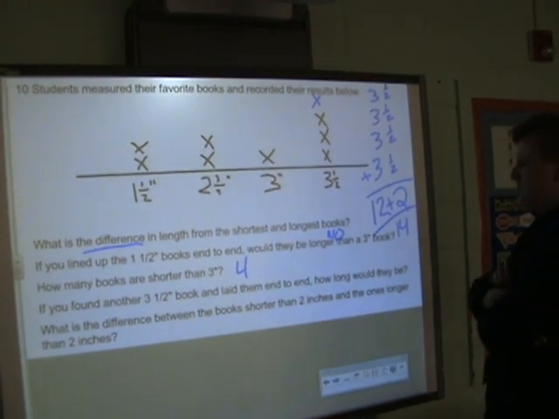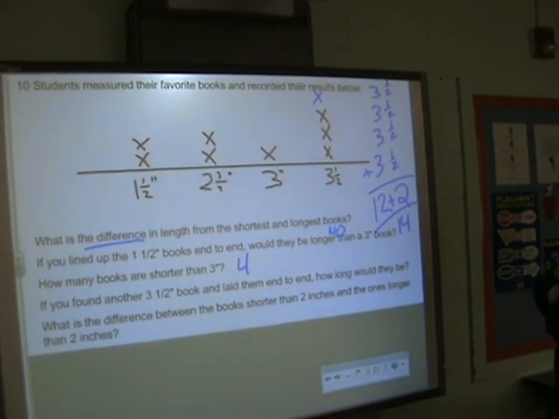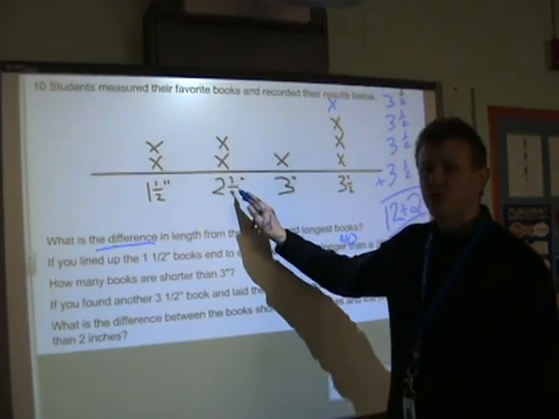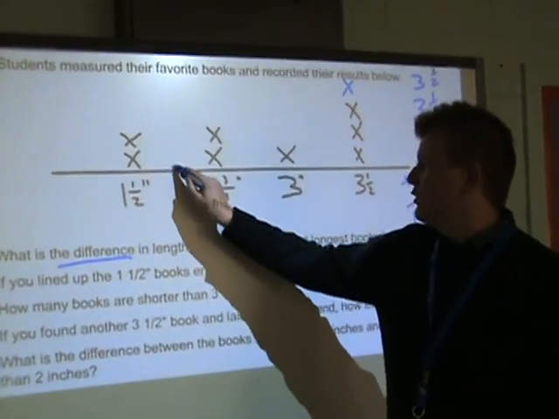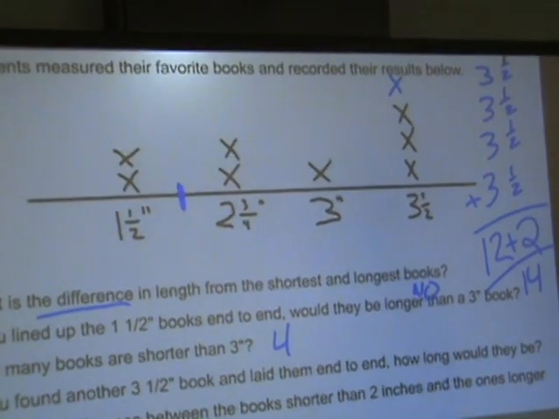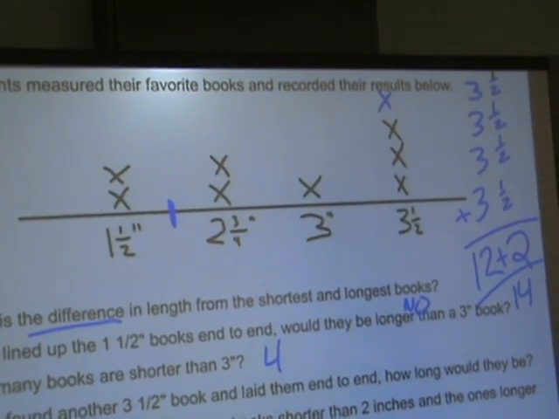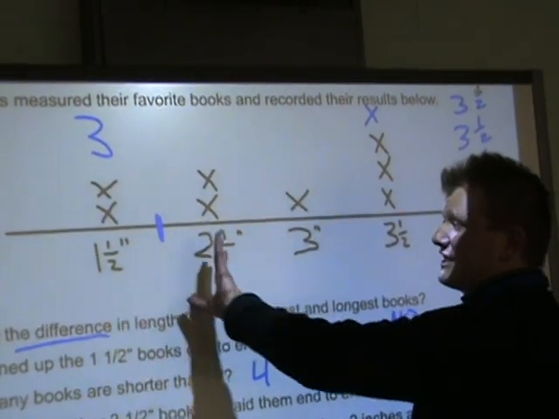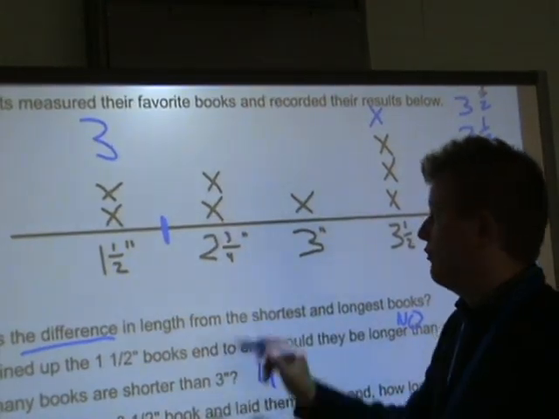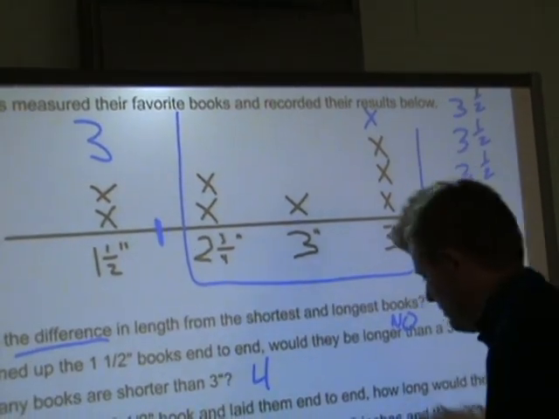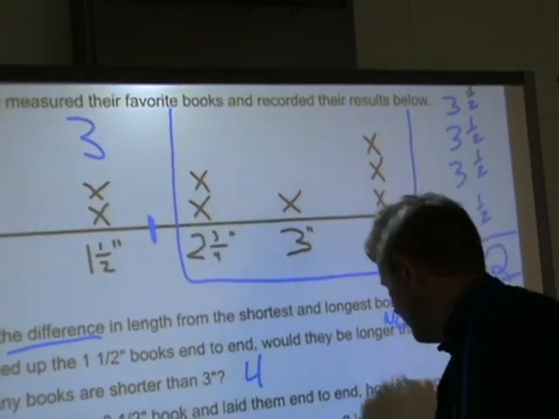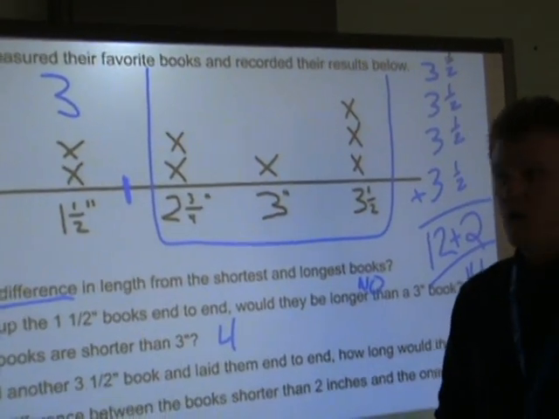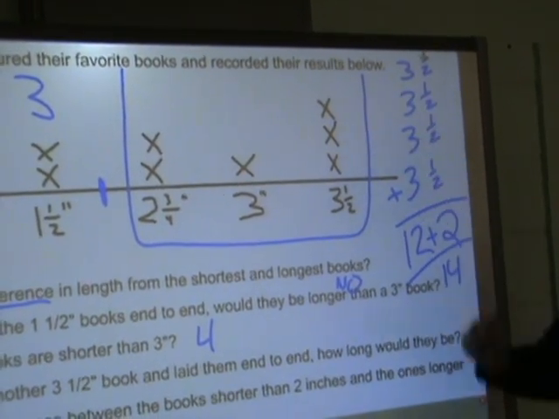What is the difference between the books shorter than 2 inches and the ones longer than 2 inches? Well, first of all, this is 2 3/4 inches. 2 inches would be somewhere between 1.5 and 2 3/4. 1.5 plus 1.5 is 3. We already did that. So the 2 books that are shorter than 2 inches are 3 inches total. Over here, I'm going to erase this X because we just added it on. We have 2 books that are 2 3/4 inches, one book that is 3 inches thick, and then 3 books that are 3 1/2 inches.